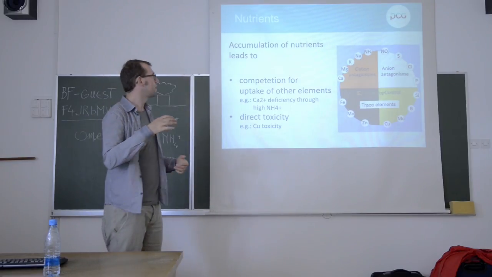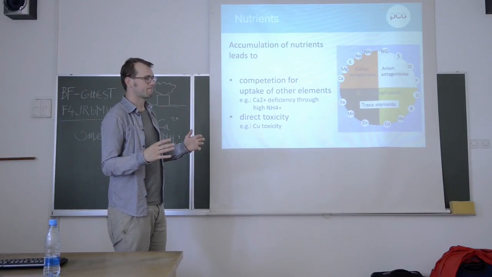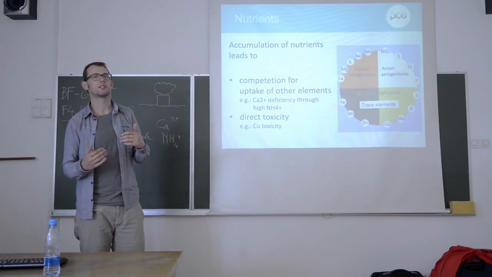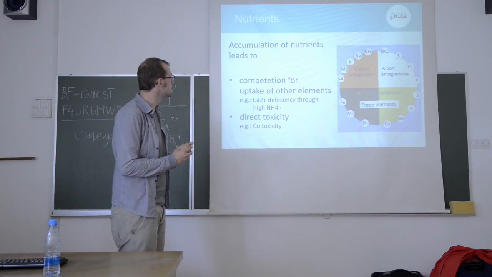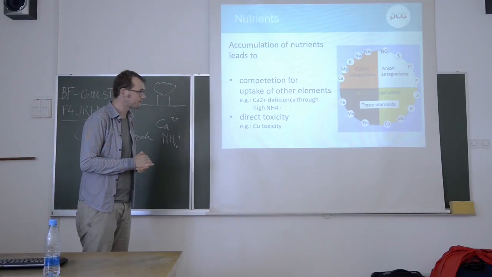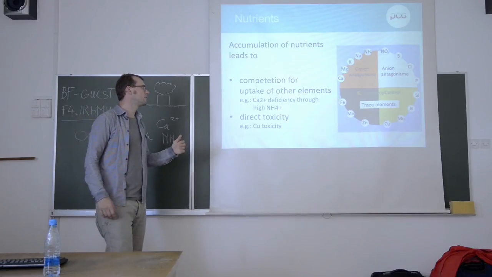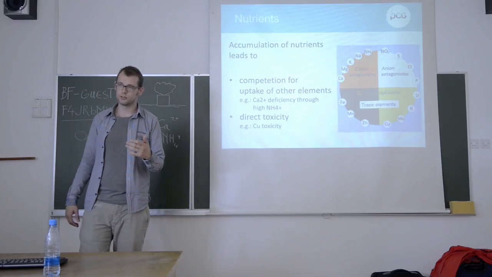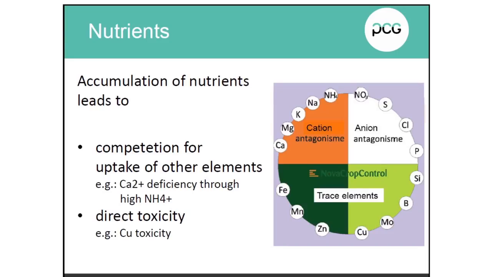If you get accumulation of certain nutrients in your nutrient solution, you can run into trouble. One of the reasons that you run into trouble is direct toxicity. For instance, copper: if there's too much copper in your nutrient solution, you'll really get toxic effects. Your leaves will start to turn yellow.